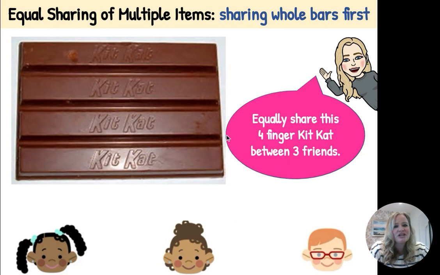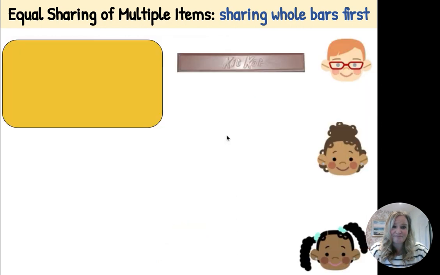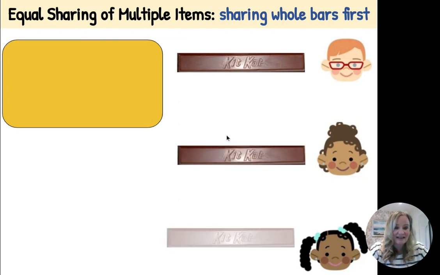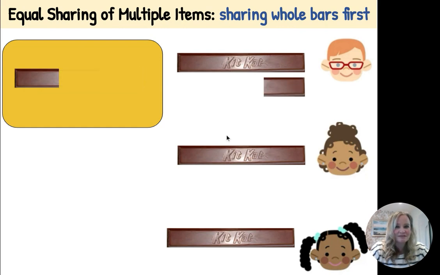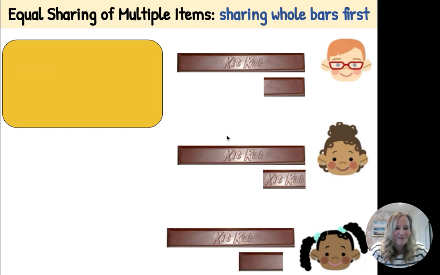Here's another one. Can you share this 4-finger Kit Kat between these 3 friends? Again, what the children will initially do is get the Kit Kat and break off the fingers, as they would in real life. So they give each friend 1 finger of the Kit Kat. But they're now left with 1 leftover finger. What are they going to do with that? The natural thing would be to third it, to break it into 3 equal parts. And there we go, dividing up the Kit Kat amongst the friends.